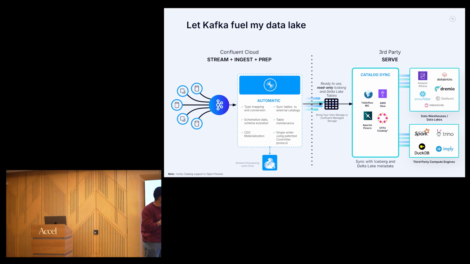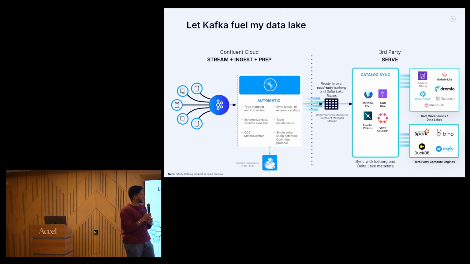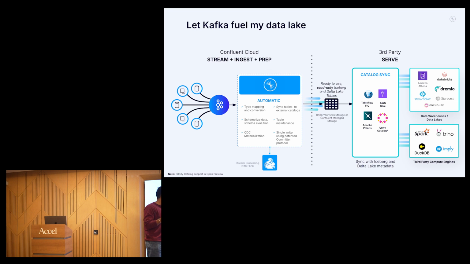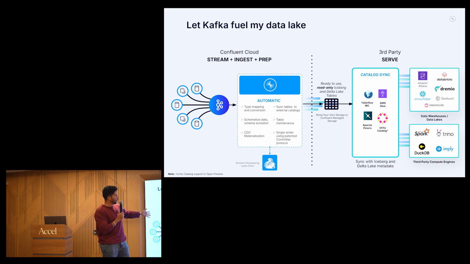And once we do that, we have the catalog sync support as well. There is a TableFlow Iceberg REST catalog that we built, and there are AWS Glue and Apache Polaris, which work as Iceberg catalogs. Then there is Unity Catalog, which is for Delta Lake, which is another table format.